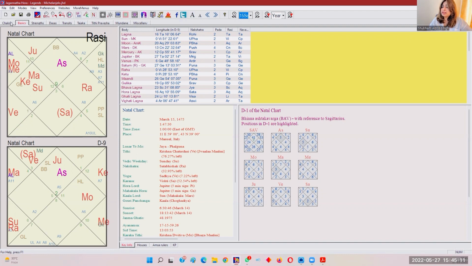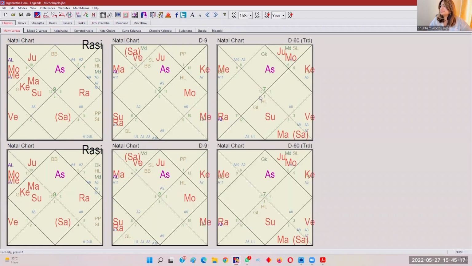Now I have to check D60 for the final step of this technique. Now here is the D60 chart. You see that how can I ascertain that I have corrected this chart up to the D60? Because the sign where the name was falling in the D9, the lord of that sign should make a direct connection or a connection by aspect to the ascendant of the D60 chart. So here sun is making direct connection with the ascendant of the D60 chart.